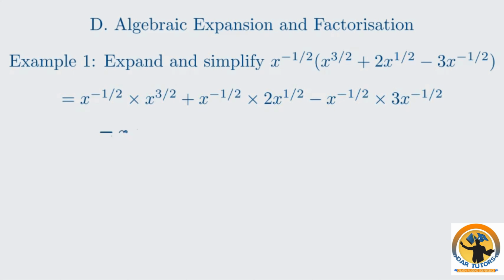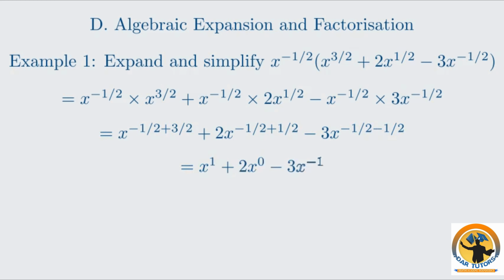Now we use the multiplication law of exponents. For the first term, we add the exponents. Negative 1/2 plus 3/2 is 1. For the second term, we add the exponents. Negative 1/2 plus 1/2 is 0. For the third term, we add the exponents. Negative 1/2 plus negative 1/2 is negative 1.